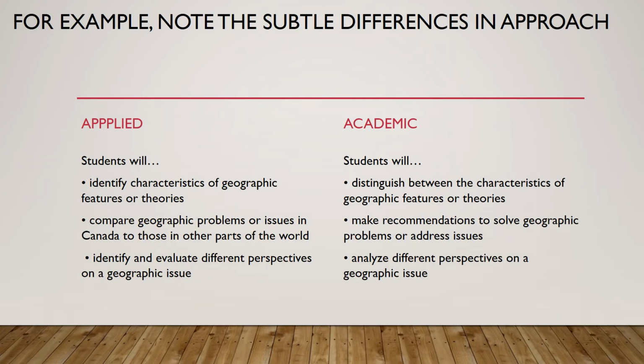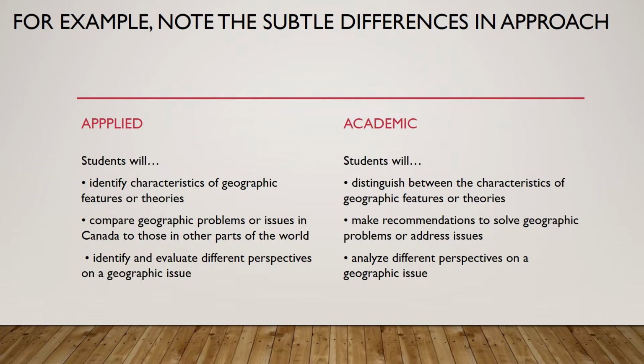So as you can see here, there's three little examples of some of the subtle differences. Whereas in the applied, students might be identifying characteristics, academic students would be distinguishing between the characteristics, very subtle, comparing geographic problems, as opposed to making recommendations to solve the geographic problems.